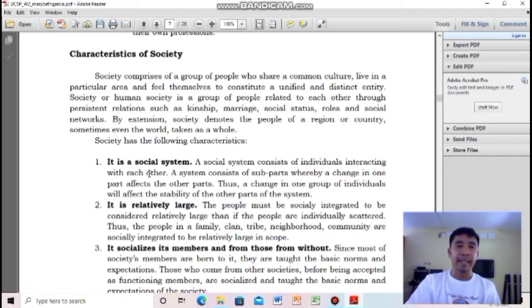Okay, number two, it is relatively large. The people must be socially integrated to be considered relatively large than if the people are individually scattered. That's why the people in a family, clan, tribe, neighborhood, community are socially integrated to be relatively large in scope.